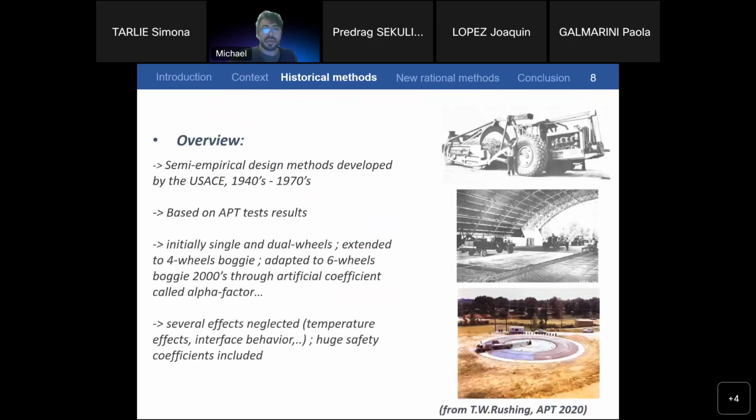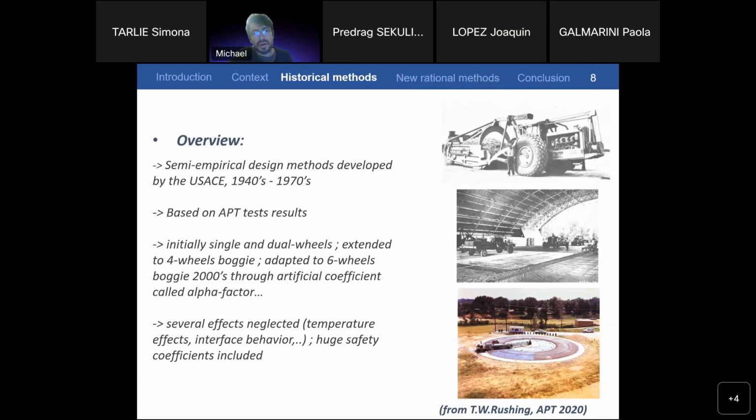So I'll start with the historical methods, which are semi-empirical ones, as I have already said. They were developed by the US Army Corps of Engineers between the 40s and the 70s. They are based on accelerated pavement testing, initially using single and dual wheels. It was later extended to four-wheel bogies and adapted recently, during the 2000s, around 20 years ago, through an artificial coefficient, which is called the alpha factor.